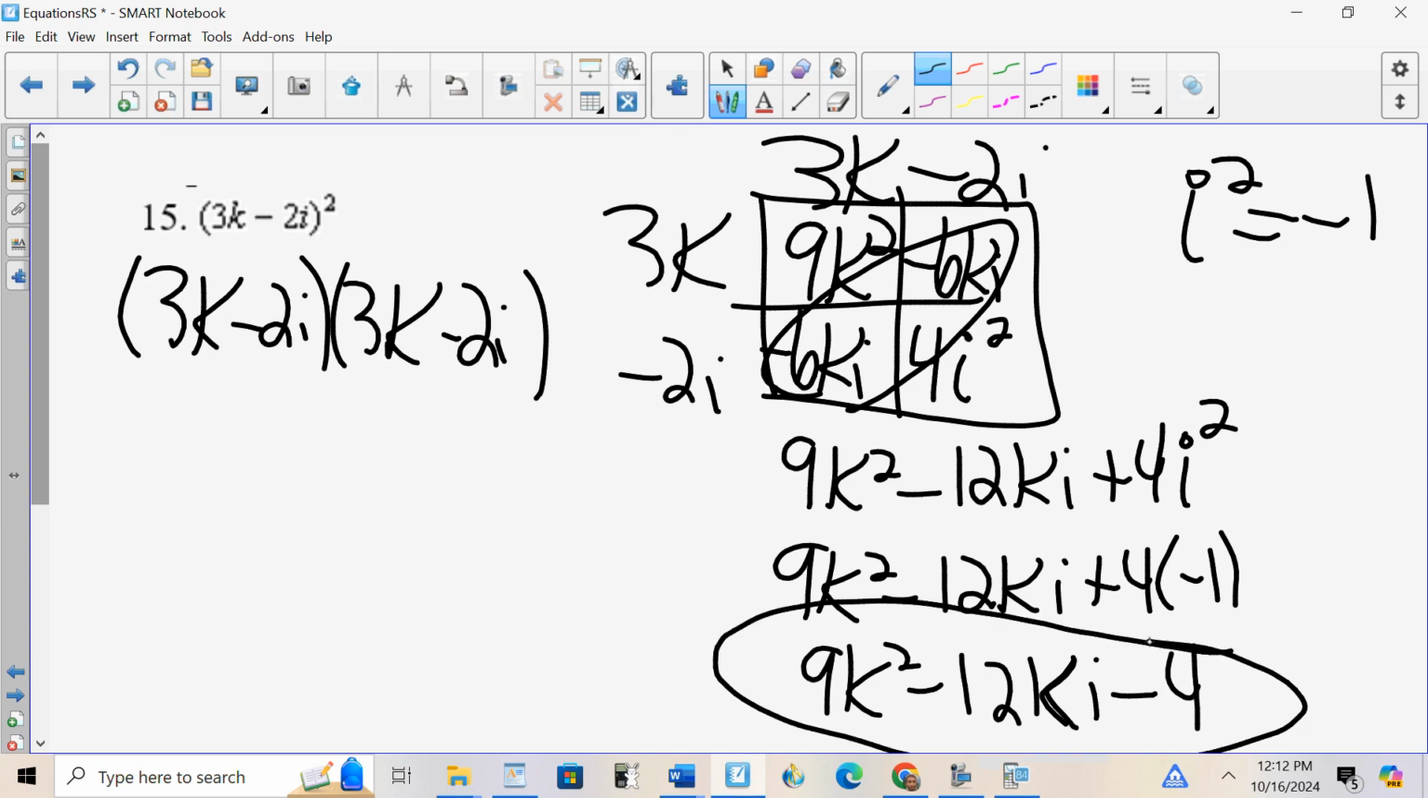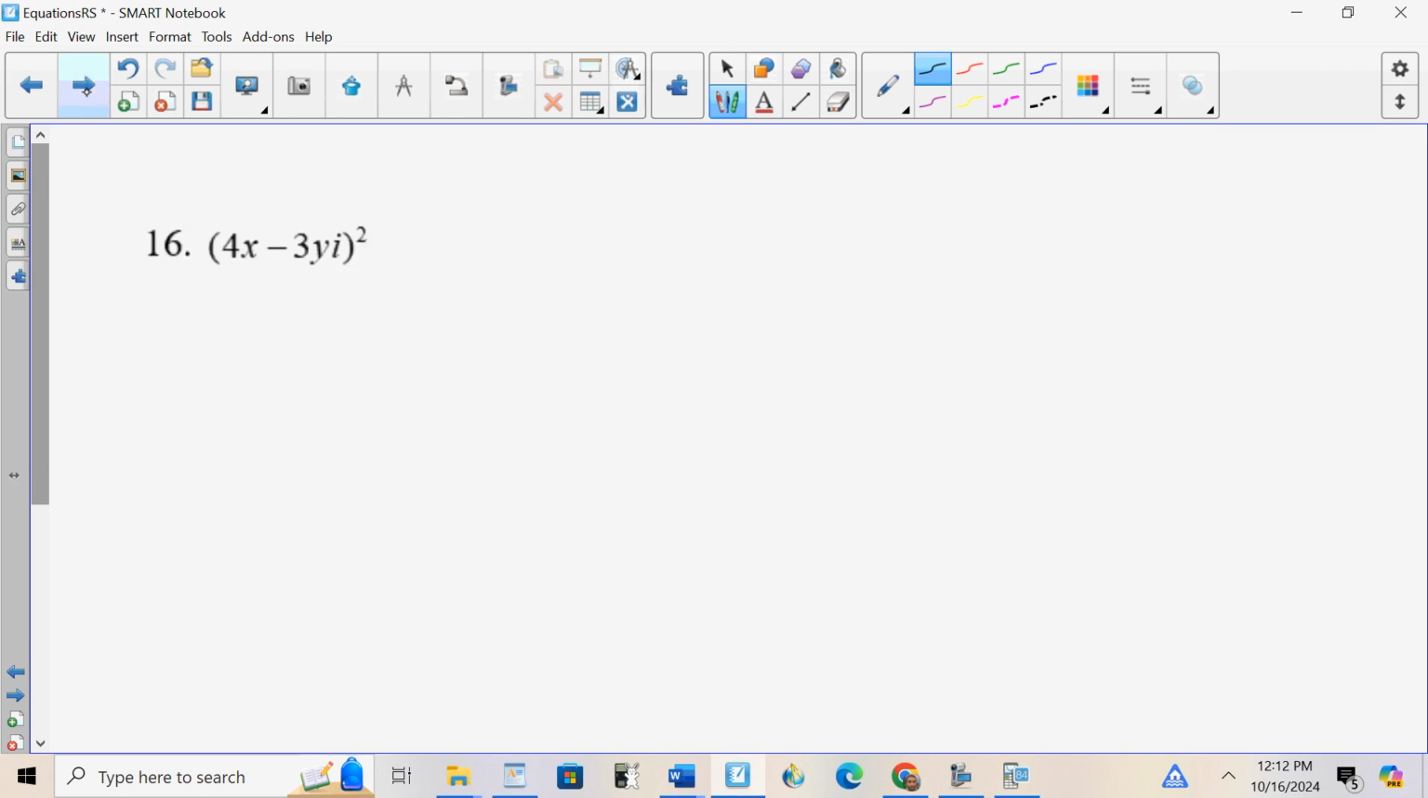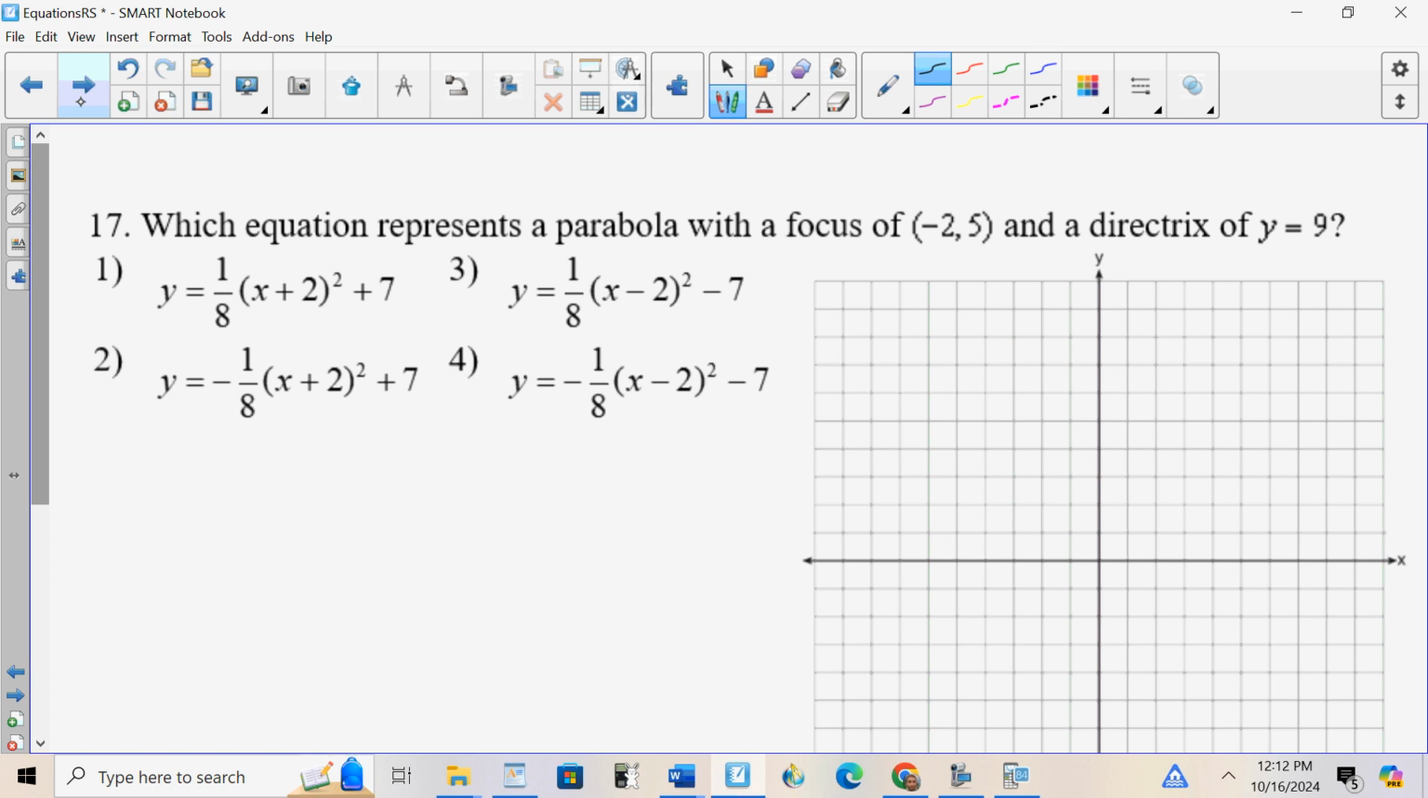I'm done. So this is really the same thing we did at the beginning of the year, the same thing as Algebra 1, but if you see an I squared pop up, I squared is equivalent to negative 1. So you will see one of those on there, as well as multiple choice, which we did before. All right, we got our focus directrix stuff.